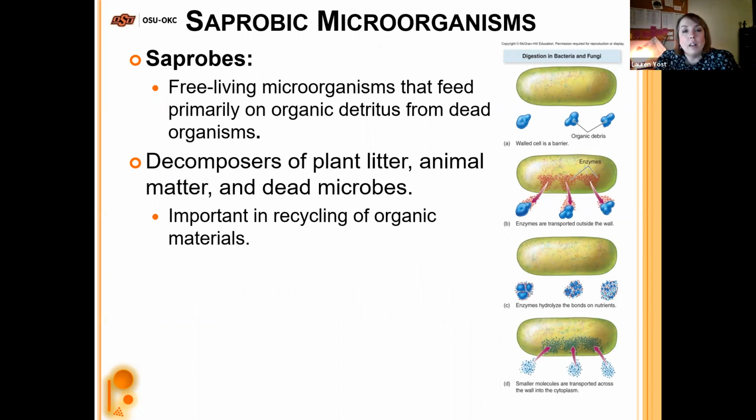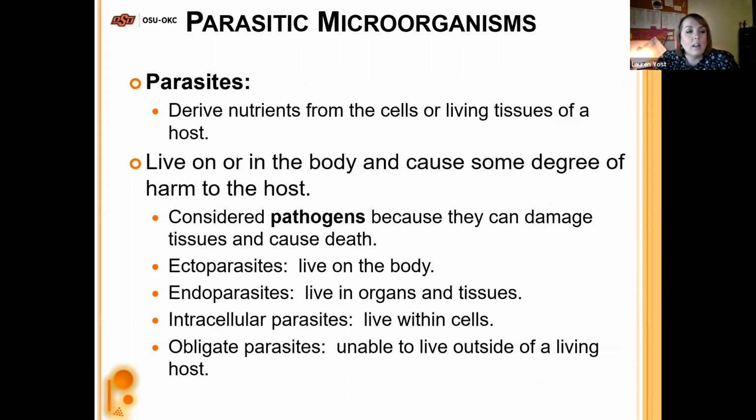Saprobes are free living. They live all on their own. They don't depend on living in something else. They break down dead organisms. So plant, litter, whatever, dead things. Parasites, they get nutrients from living tissue. So they have usually a host that they live on that they depend on for feeding, and the host is usually harmed in some way. They live on or in the body and cause some degree of harm to the host. They're considered pathogens because they can damage tissues and cause death.